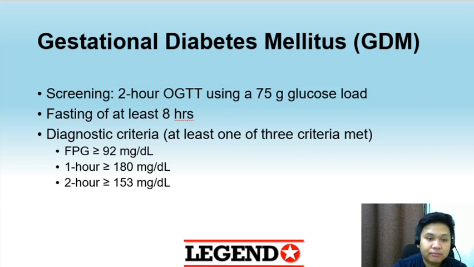Now sometimes the OGTT can be performed using a 100-gram glucose load. If you use the 100-gram glucose load, you can collect another specimen, or what we call the 3-hour specimen. So all in all, if you have a 100-gram glucose load, you have 4 specimens: FPG, 1 hour, 2 hour, then 3-hour specimen.